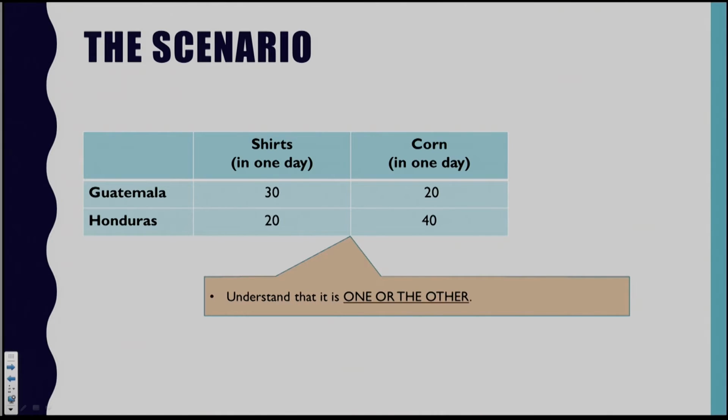Again, remember that it's one or the other. So Guatemala would have to choose if it's going to put all its eggs in one basket. Do they produce 30 shirts or 20 corn? Of course, they can produce a combination of the two. That's also an option.